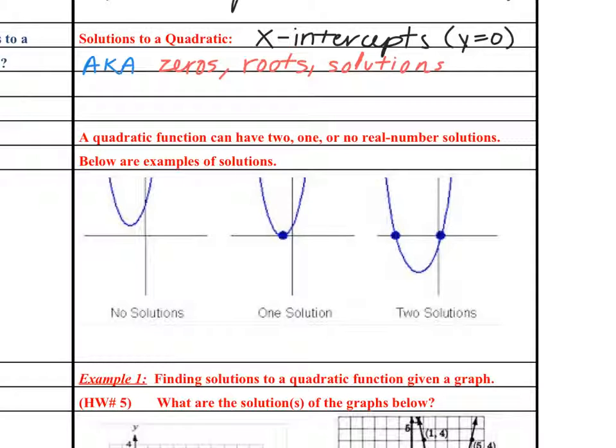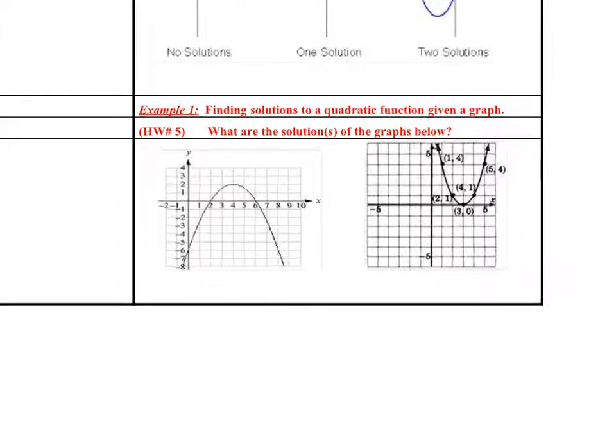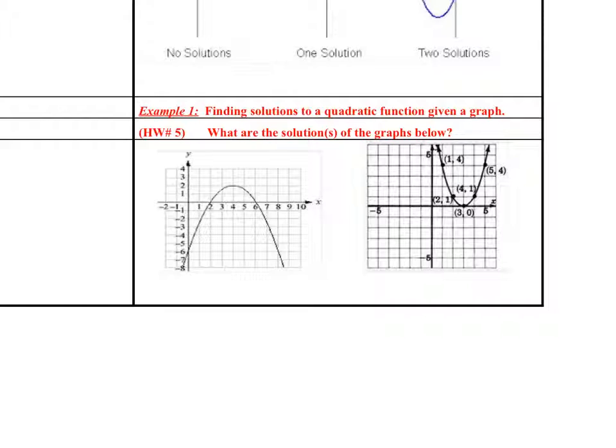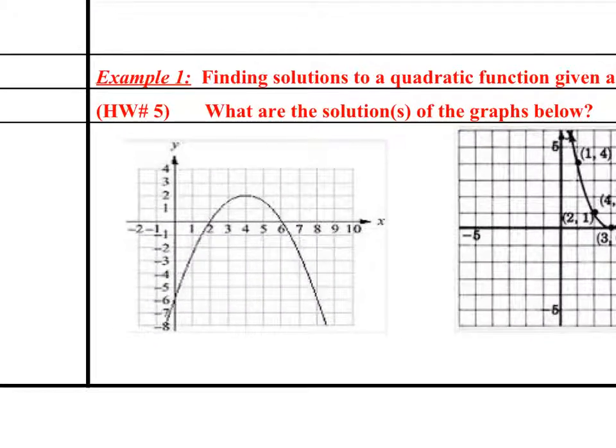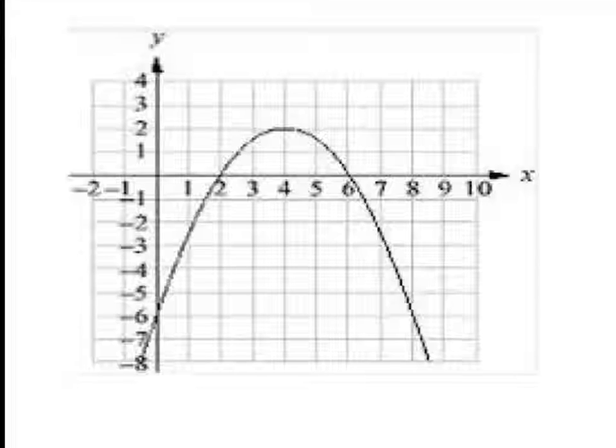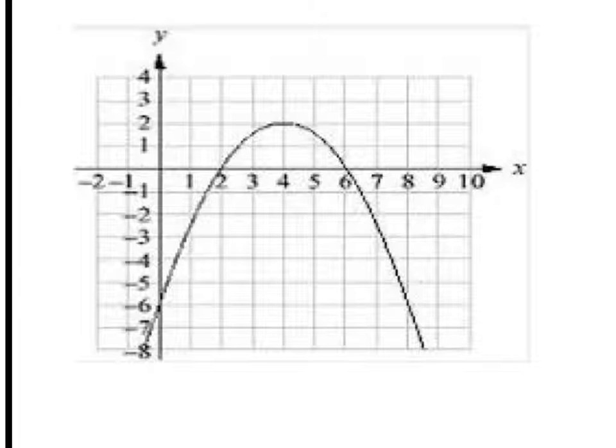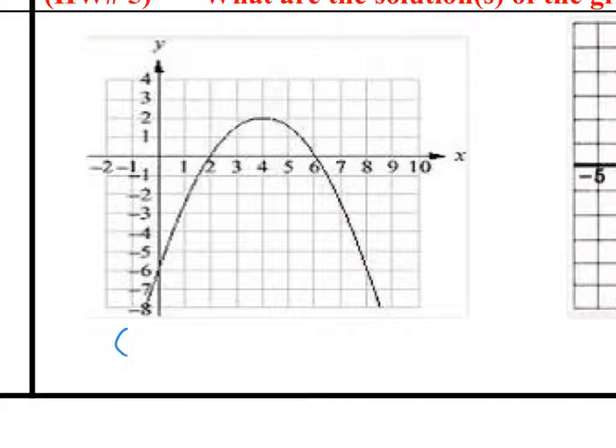Pretty simple, right? We're going to talk about 2 methods to solve today. The first is by graphing. You look at the graph and you see where are my x-intercepts. Your x-intercepts are your solutions or your roots or your zeros. So the question is, what are the solutions of the graphs below? Tell the person next to you, what are the solutions? Oh, I hear it. My solutions are, write these as points, please. My solutions are (2, 0) and (6, 0). Those are your solutions.